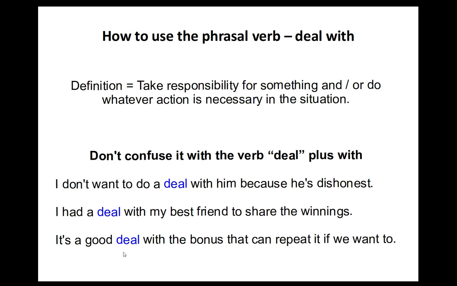So again, the same sort of thing, but this is not a phrasal verb in these cases. When you see a sentence, you need to analyze. The "with" just identifies who is the other person. And I could finish this here: "I don't want to do a deal," full stop. But with a phrasal verb, you have to use both of those words.